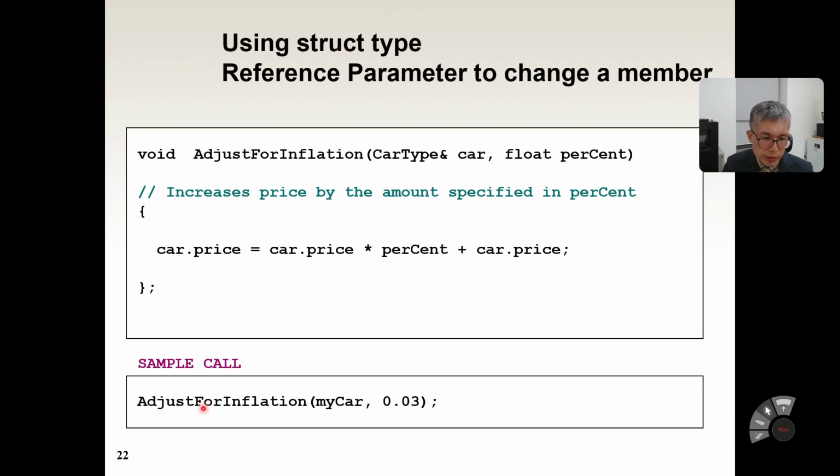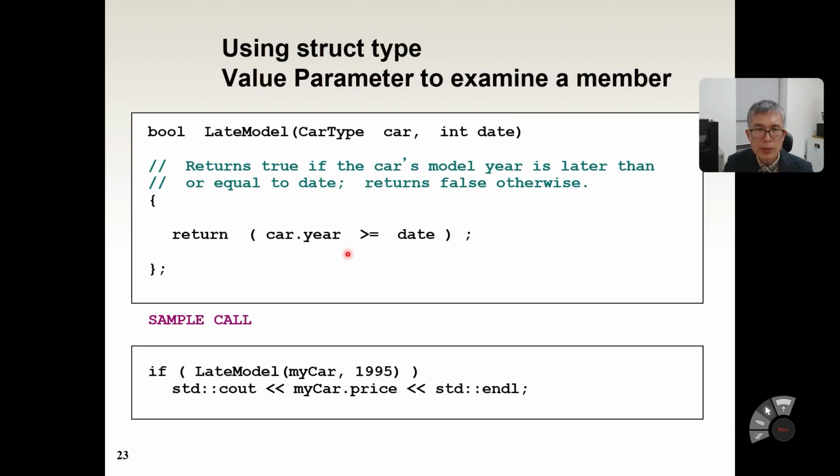The sample code adjusts for inflation, my car 0.03, and then uses a struct type value parameter to examine a member. Okay, so the boolean is a true or false type. LateModel takes a car type car and a date. It returns true if the car model year is later than or equal to date, and returns false otherwise. So the car year is greater than or equal to the date case.